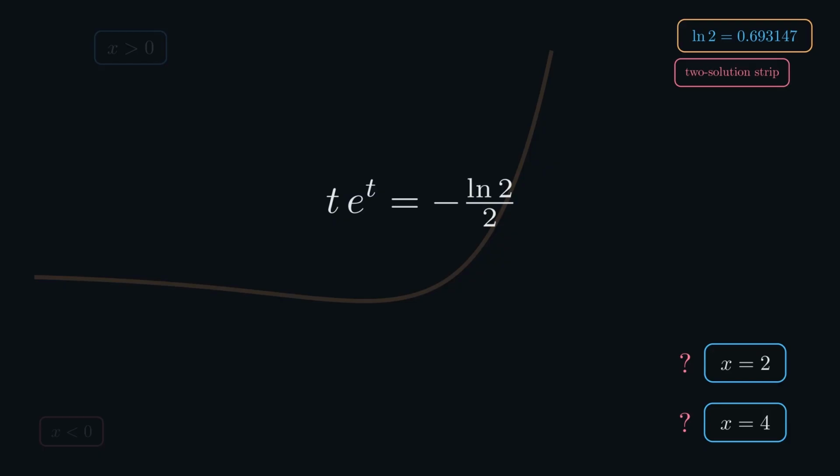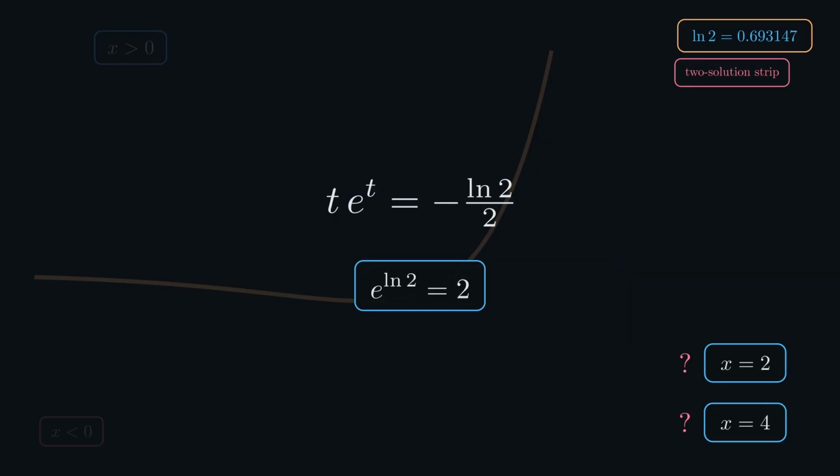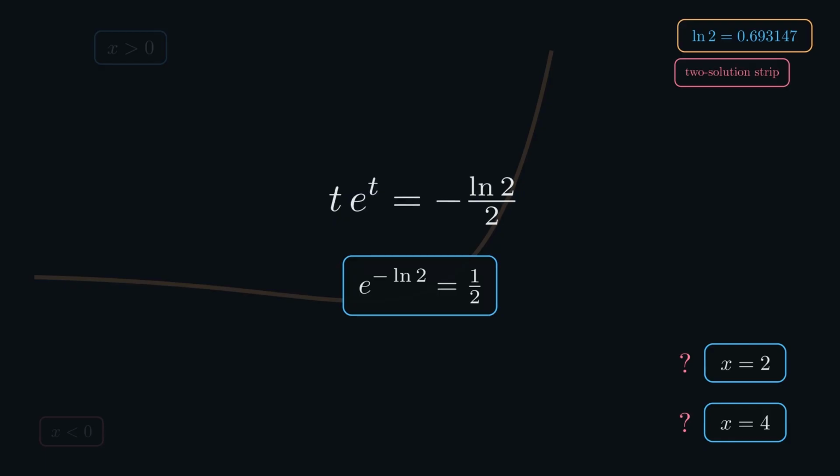T times e to the t equals negative natural log of 2 over 2. If the answer were something clean, what would e to the t have to be? What is the one exponential value we truly own tonight, exactly? No series, no approximation. E to the natural log 2 equals 2. That's the definition of natural log 2. So e to the negative natural log of 2 equals 1/2. Exactly 1/2. So try it.